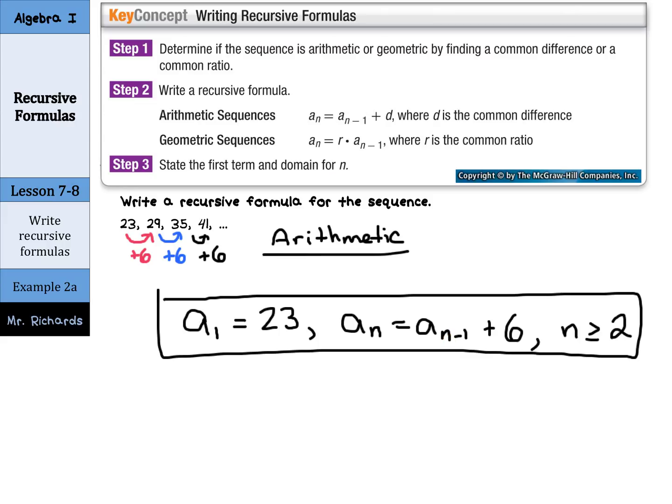If this number was 1, if we're looking for the first term, then 1 minus 1 here would be 0, and we're looking at term 0. Well, we don't have a 0th term. So the only place we can go right now is back to the first term, which is why our n has to be greater than or equal to 2.